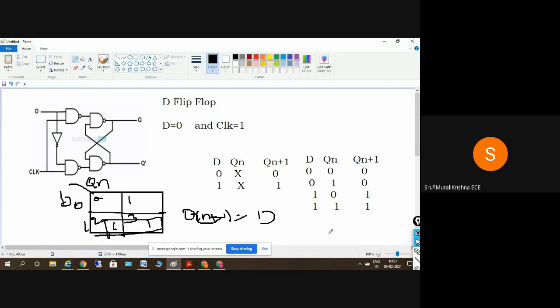Clear? Okay, sir. So Q of n plus 1 is D. Remember this. These are very important equations and two tables. In short, the table will be like this: Q of n plus 1, 0, 0, 1 and 1.